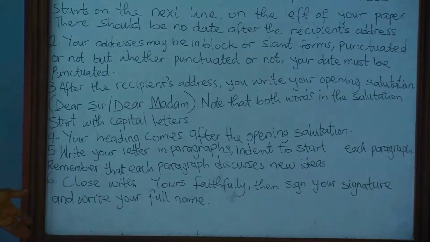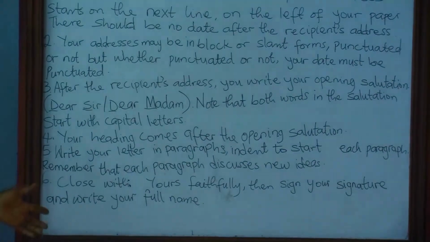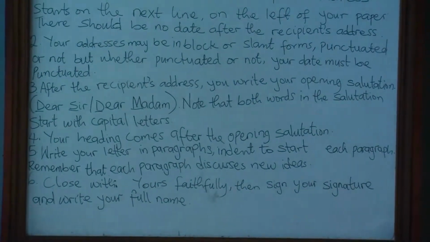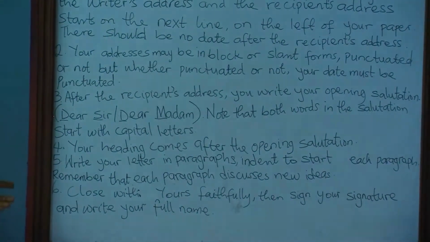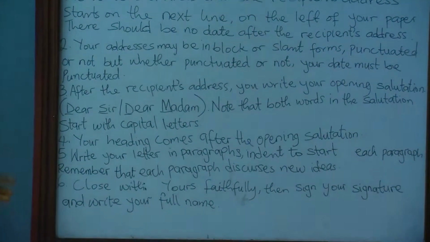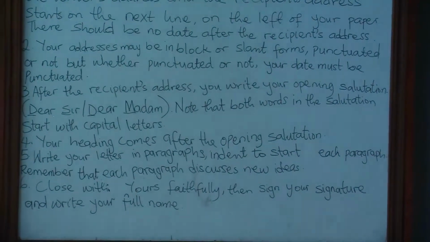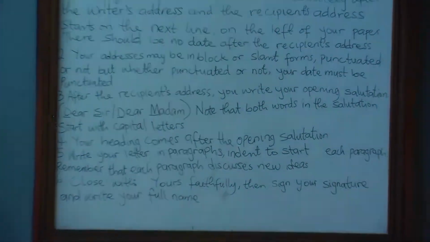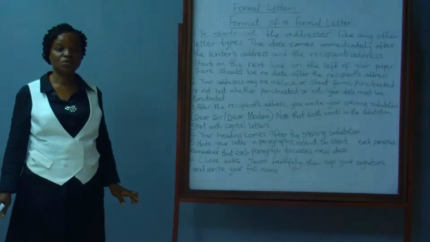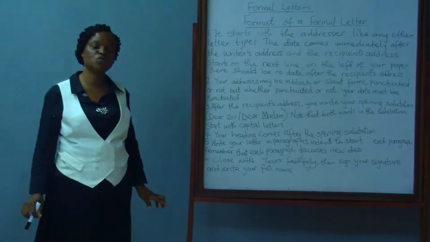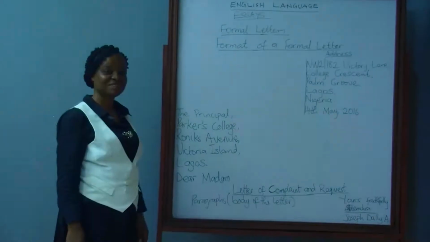Okay, then after that, you rule a line. You put your signature, then your full name, as opposed to an informal letter where your first name alone is required. For a formal letter, you write both your surname and your other names, your full designation, so that whoever is reading will know, okay, this is the person. In a formal letter, we want to know who is writing. We really want to know. So that is why you have to do that. And so when you've done that, you have a very good format.